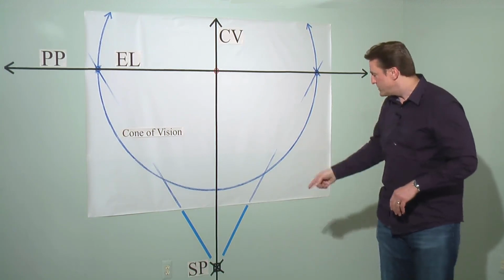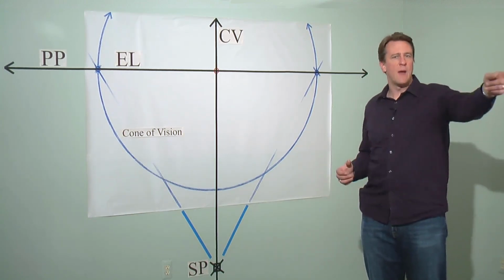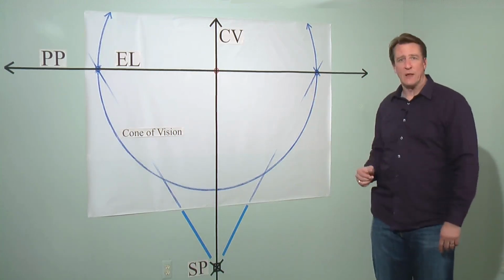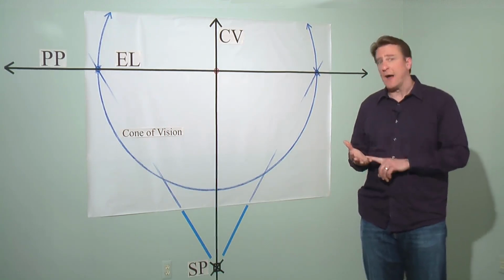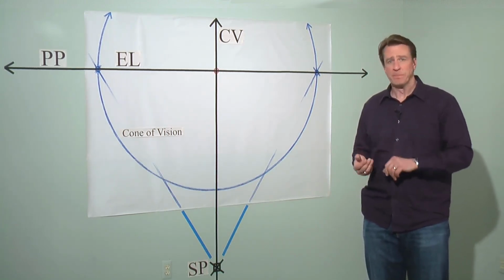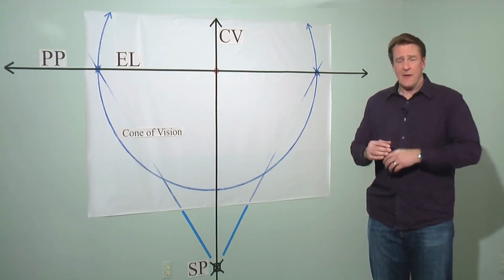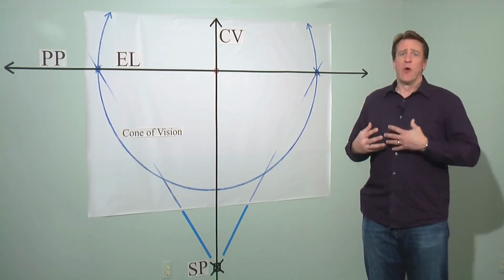The station point can change in our imaginations. We can pretend we're way back from the wall, or we could be an inch away like an ant. We can do anything we want, but the package is the same. It is the eye level, the cone of vision, the station point, and the center of vision. They're always together. They're always a package.